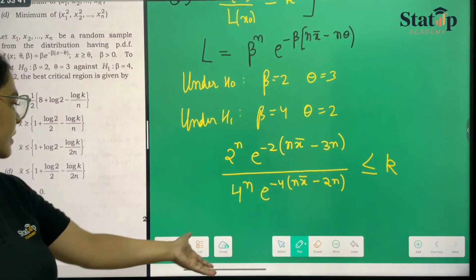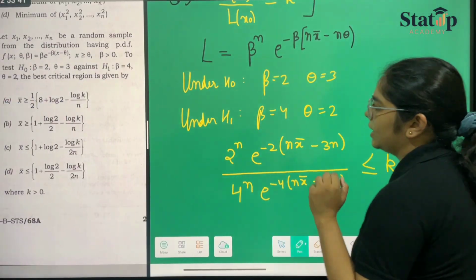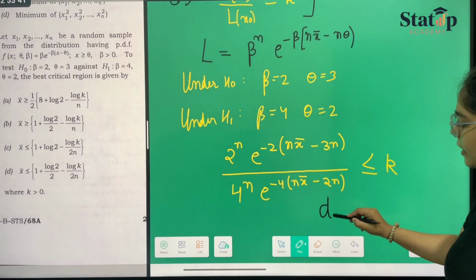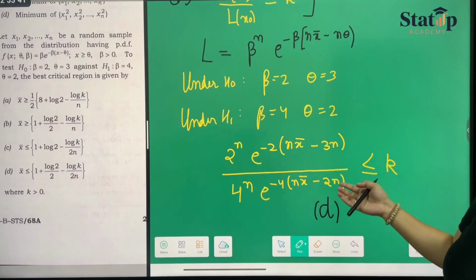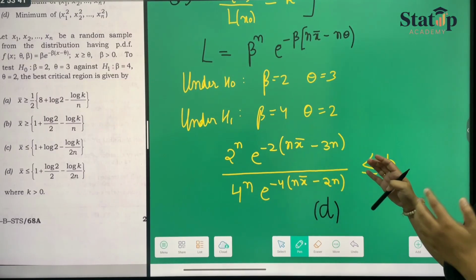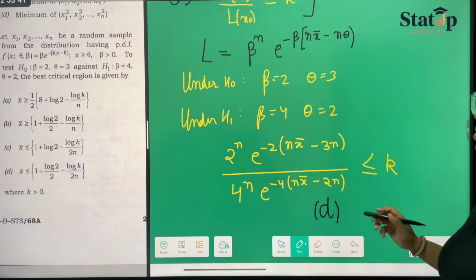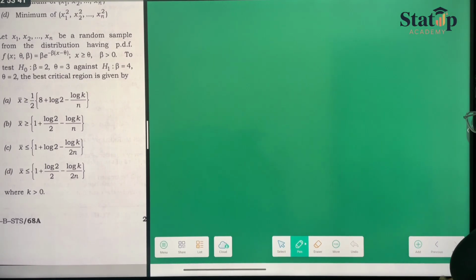Now on solving this statement, for x bar, you will be getting the value of your best CR, and option number D will be your final value. I'm telling you the answer. You can calculate that on your own by taking log and multiplying it on the other side. We are not wasting time in calculation. So option number D will be your final answer for this question.